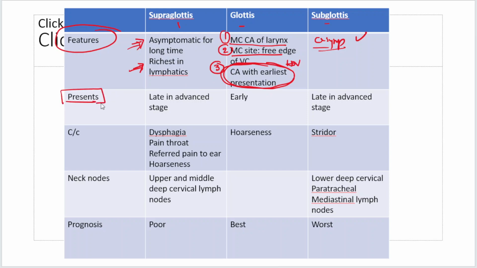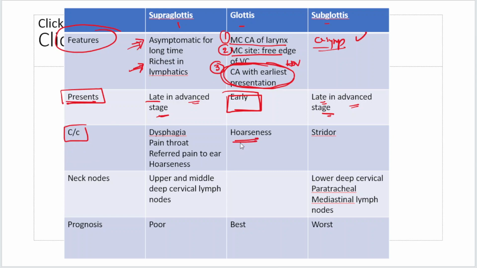What about the presentation, is it late? Supraglottis is a late presentation in an advanced stage. Subglottis also presents late in an advanced stage. Only carcinoma glottis presents early. Both supraglottis and subglottis present late in an advanced stage. What is the chief complaint?